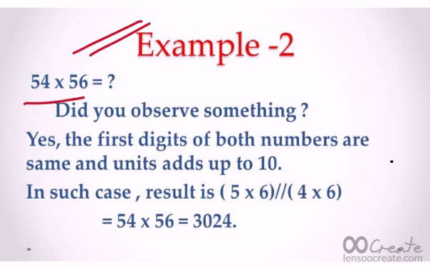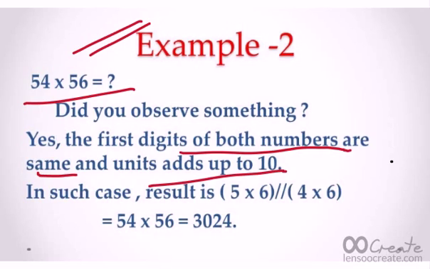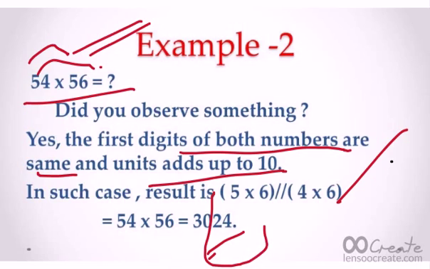Example 2. 54 into 56. As mentioned earlier, the first digits of both the numbers are the same and the units digits add up to 10, as 4 and 6 add up to 10. Therefore 4 into 6 is 24. We got it here. And for 5, one more than 5 is 6. 5 into 6 is 30. Therefore 54 into 56 is equal to 3024.